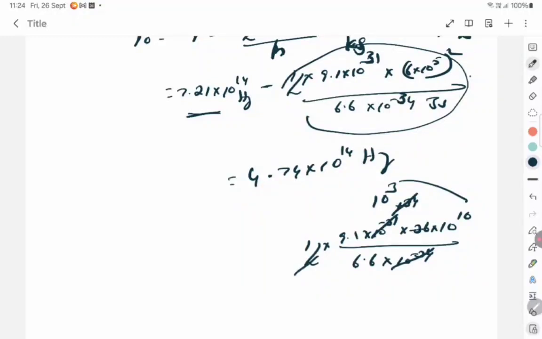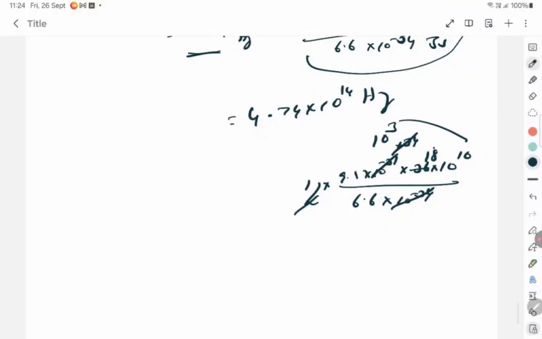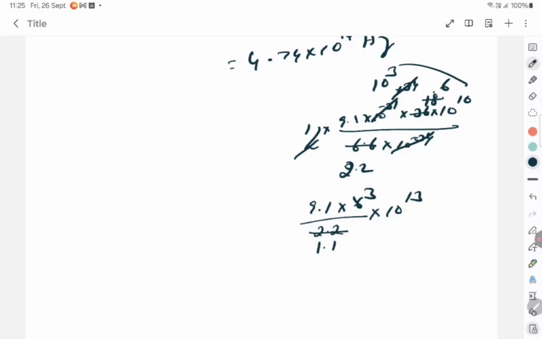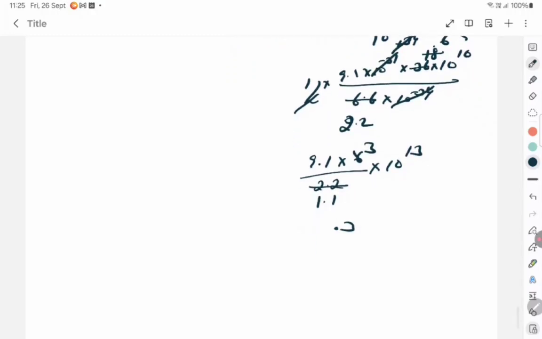And you can cancel the 2 with the 36 and make it 18. And then this with the 3 and a 2.2, and this will become 6. So what are you left with? You're left with 9.1 into 6 by 2.2 into 10 to the power 13. We can further make it as 1.1 and make it as 3. And multiply 3 ones are 3, 9 3s are 27 by 1.1 into 10 to the power 13.